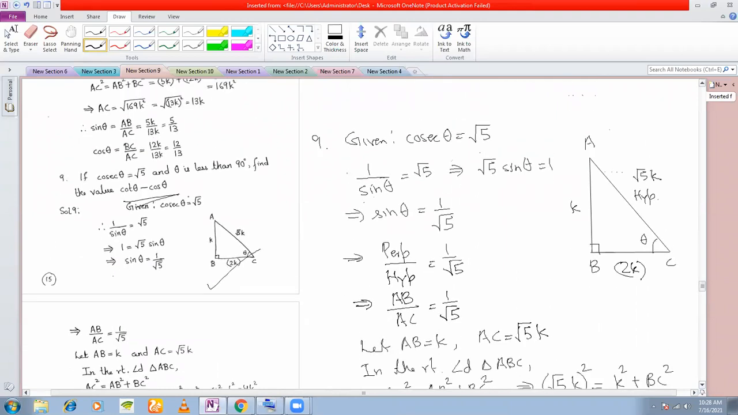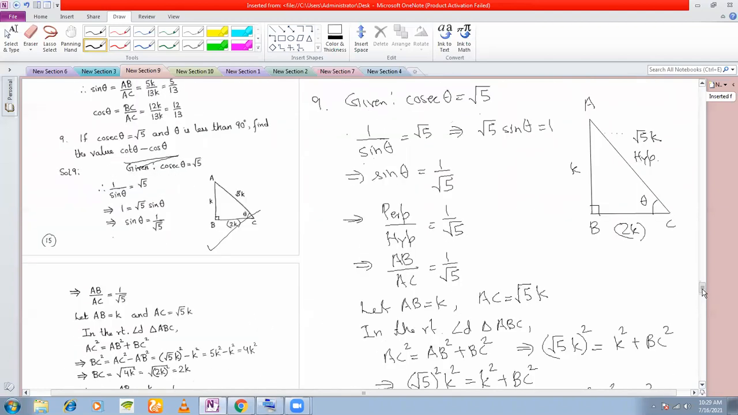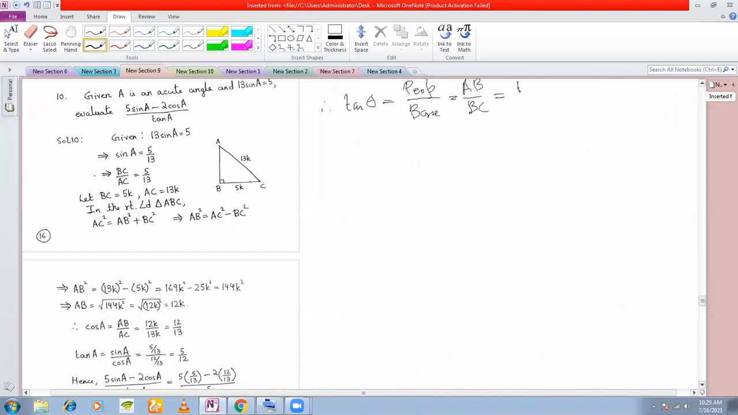We have to find cot minus cos. In order to find cot, let us first find tan. Tan theta is perpendicular by base, AB by BC. AB is K, BC is 2K, so K by 2K is equal to half because K cancels. Therefore, how much is cot theta? 1 by tan, which is equal to 1 by.